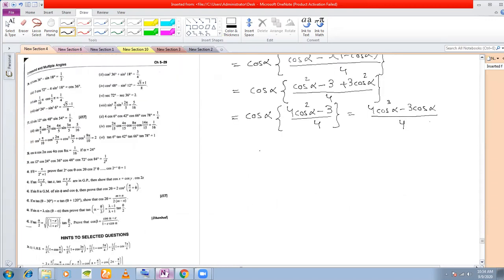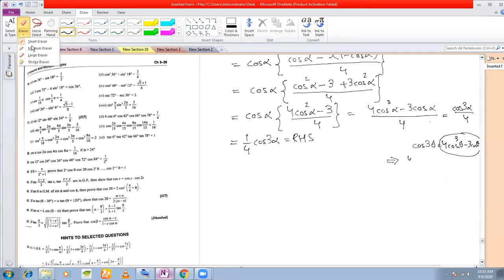Now you know that cos 3 theta is 4 cos cube theta minus 3 cos theta, isn't it? The triple angle formula. So what is 4 cos cube alpha minus 3 cos alpha here? This is cos 3 alpha, so this is cos 3 alpha by 4, which is equal to 1/4 cos 3 alpha. That is what we require to show here, equal to your RHS. Okay. So that completes your problem.